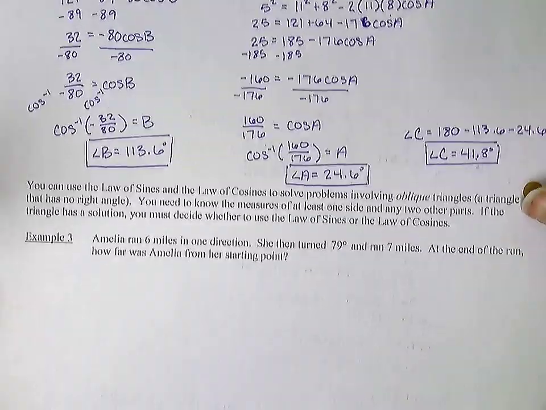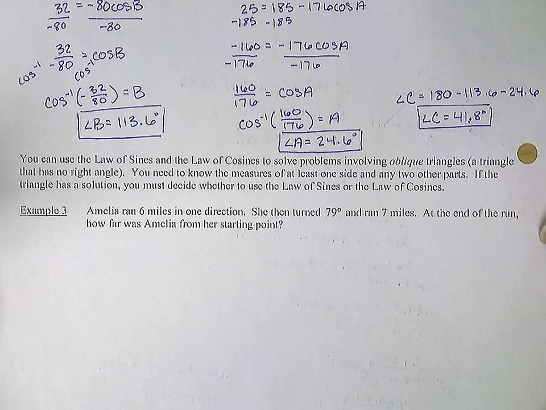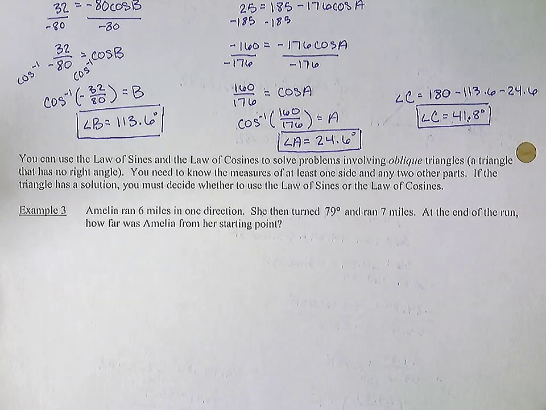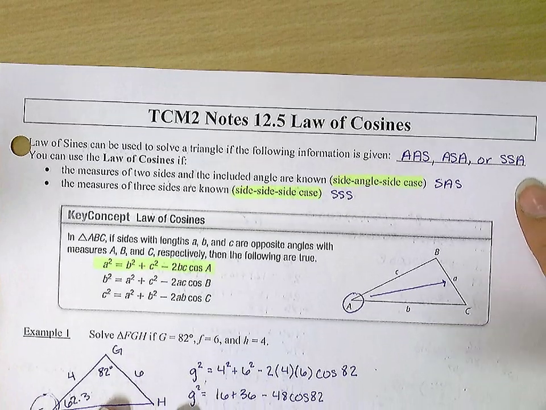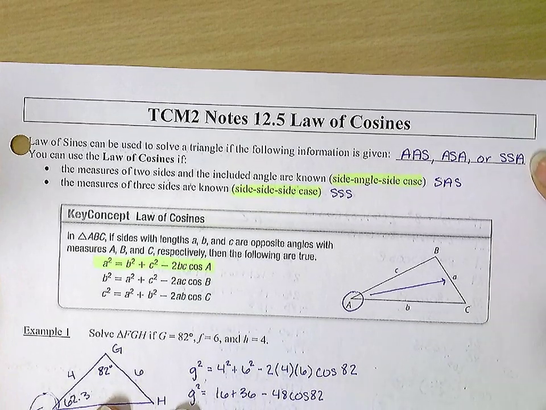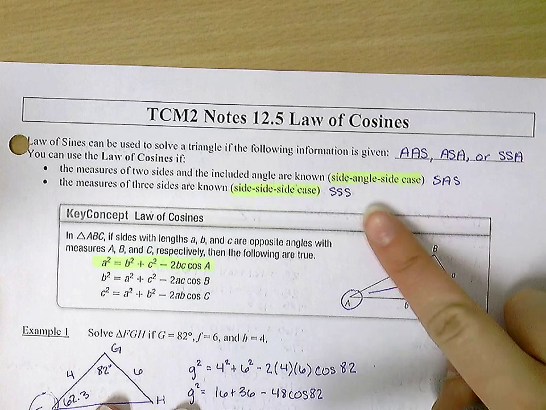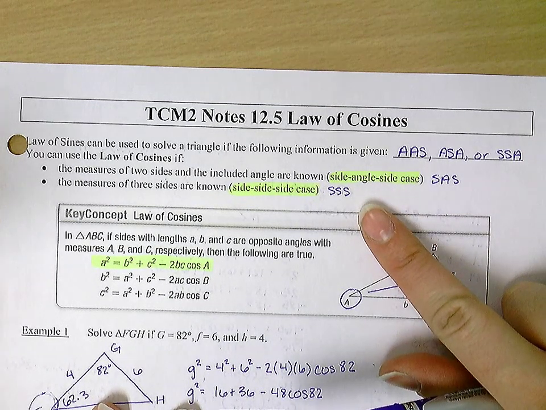All right, so last problem here. You can use the law of sines and the law of cosines to solve problems involving oblique triangles, that's a triangle with no right angle. You need to know the measures of at least one side and any two other parts of the triangle for it to have a solution. You must decide whether to use the law of sines or the law of cosines. That's why I wrote these cases at the beginning of our note sheet: if you have any of these cases, you use law of sines. If you have either one of these two cases, you'll use the law of cosines. So you have to check that before you start your problem.